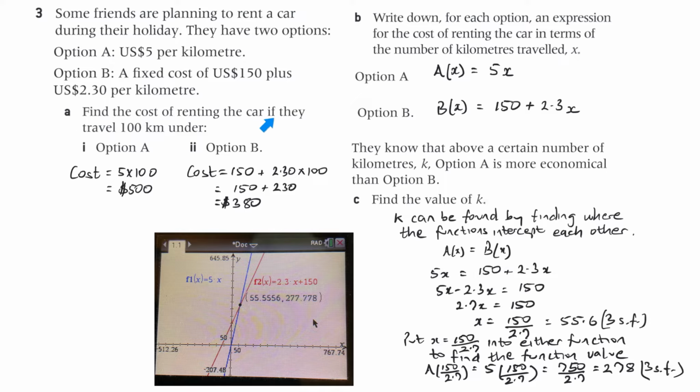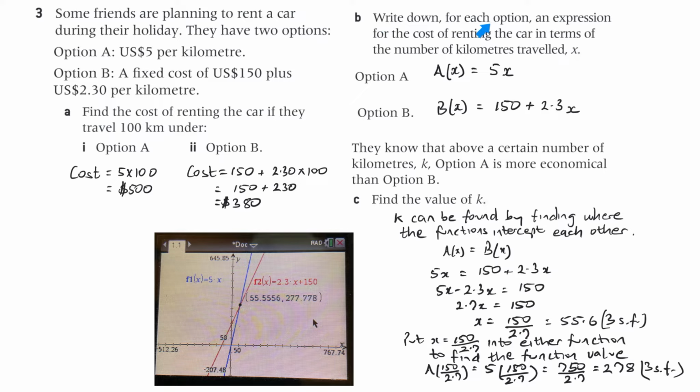Find the cost of renting the car if they travel 100 kilometres under option A. Okay, so the cost for option A was $5 a kilometre, so if it's 100 kilometres, that's 5 times 100 is 500. Option B is $150 plus $2.30 per kilometre, so that's 150 plus $2.30 times 100. That's 150 plus 230, and that's 380.